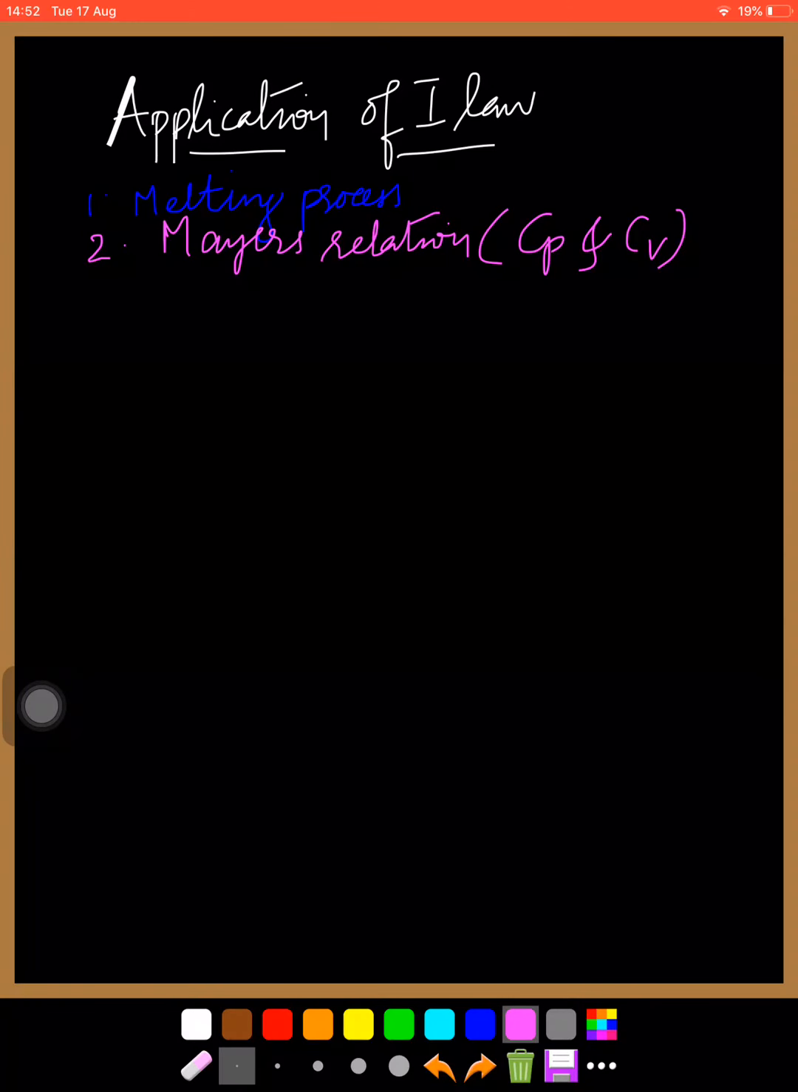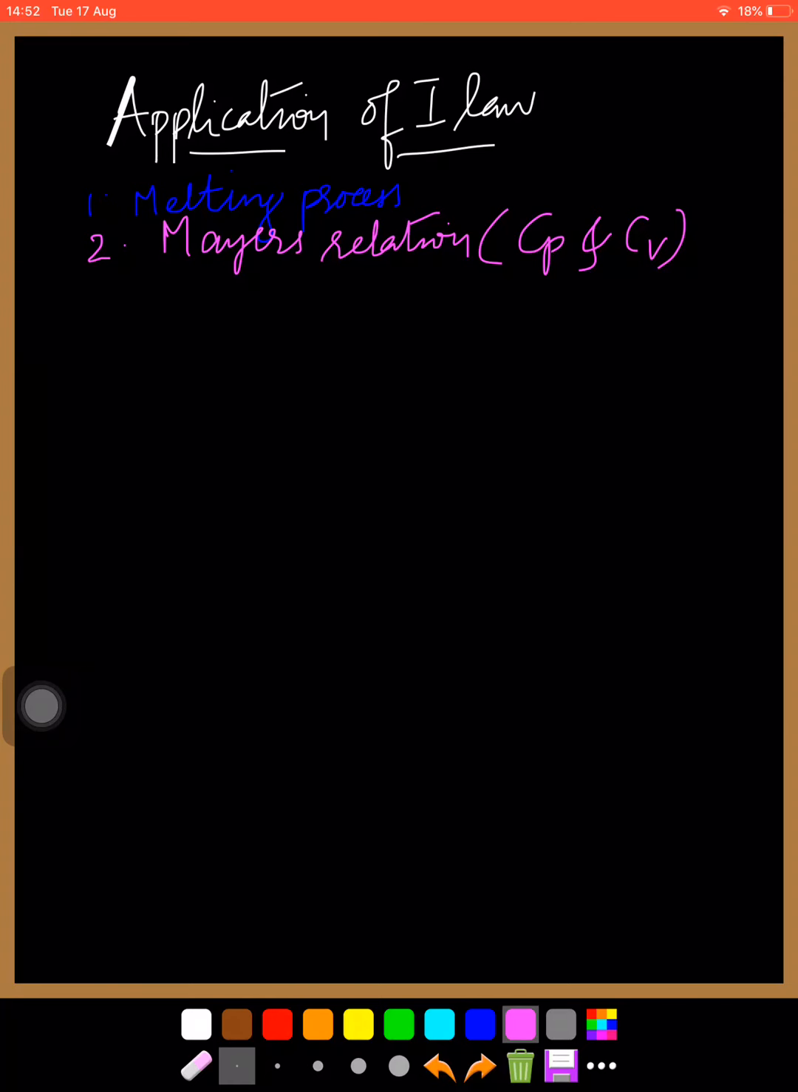In this class, we will have a look at how first law is applied to calculate the change in internal energy in the case of melting process, and then the Mayer's relation. Mayer's relation is the relation connecting Cp and Cv. First, we will find the internal energy change.